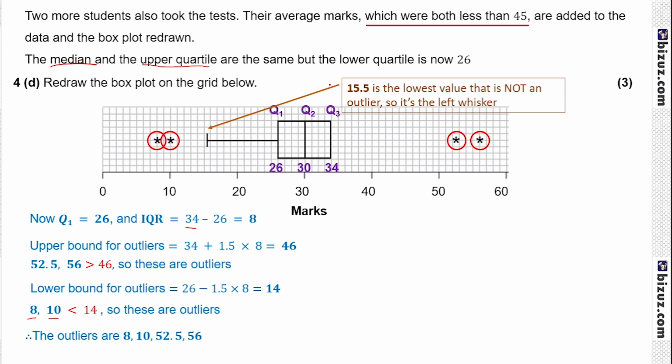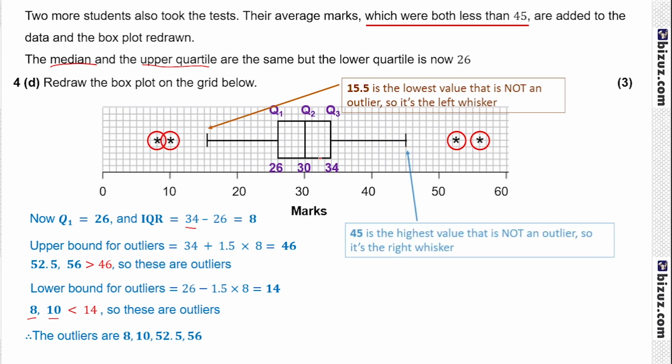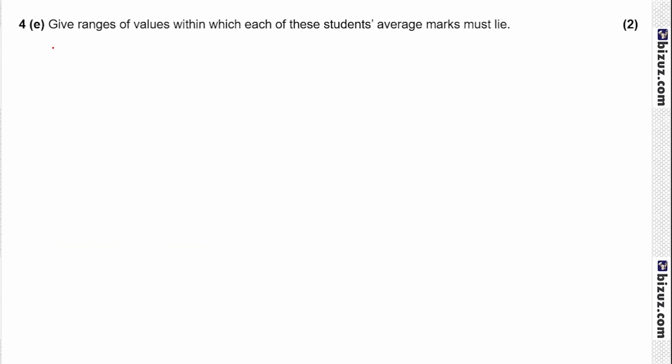Why? Because before 10 was the lowest mark that was not an outlier. Now 10 is an outlier, and the mark that's the third lowest, it's 15.5 as they told us, and that is actually greater than 14. So this is not an outlier. So 15.5 is the lowest value that is not an outlier now. So that is the left whisker. And 45 is still the highest value that is not an outlier. So it's still the right whisker, the same as what it was before.